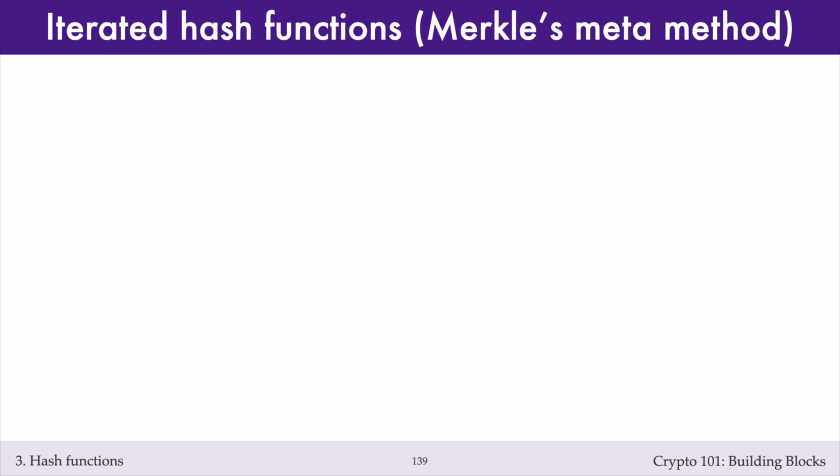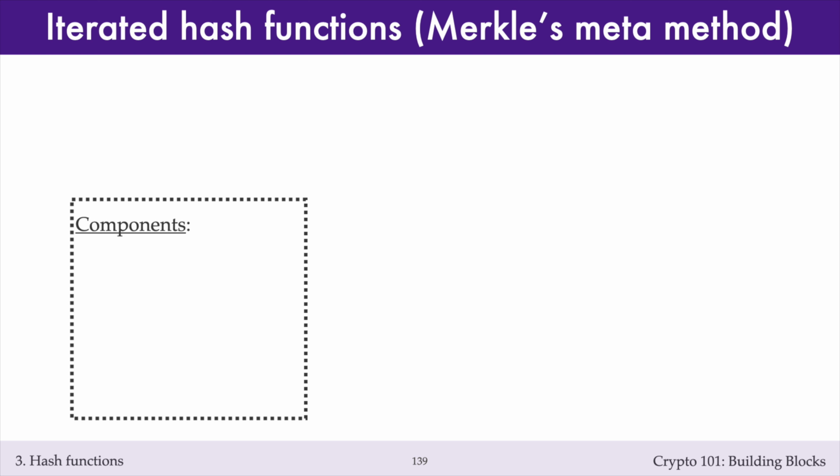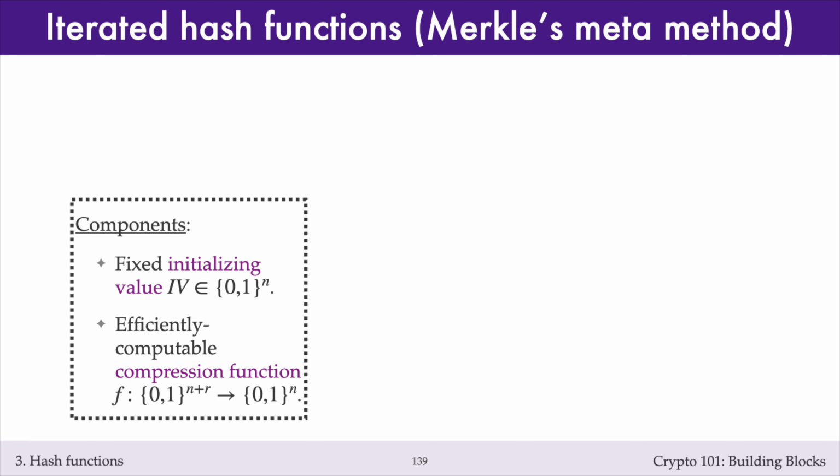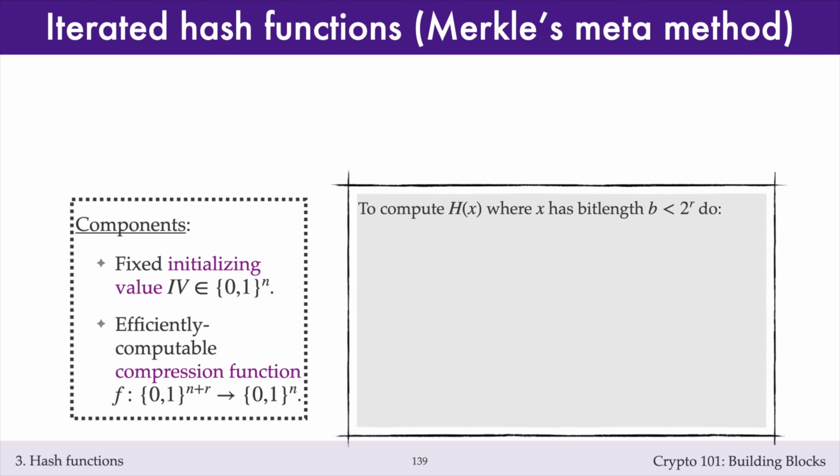I'll begin by describing Merkle's method for constructing iterated hash functions. An iterated hash function has two components: a fixed initializing value IV, which is a bit string of length n, and a compression function f, which maps bit strings of length n plus r to bit strings of length n. F should be efficiently computable. To compute the hash of a binary message of length b, which is less than 2 to the r, one does the following.